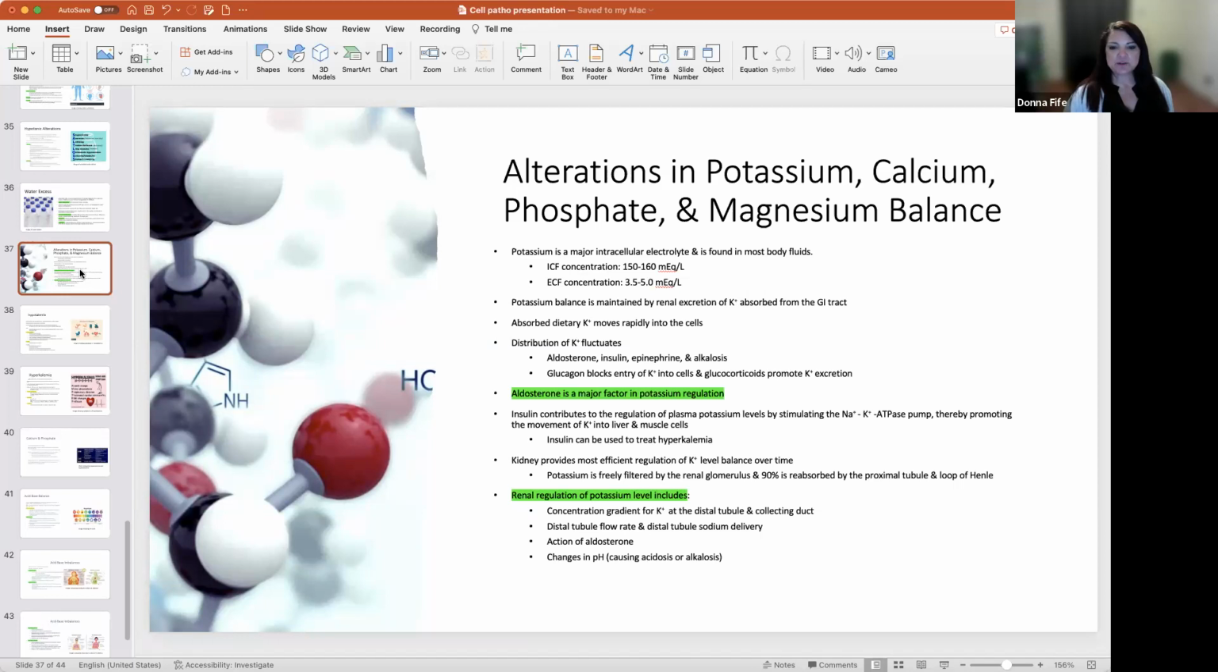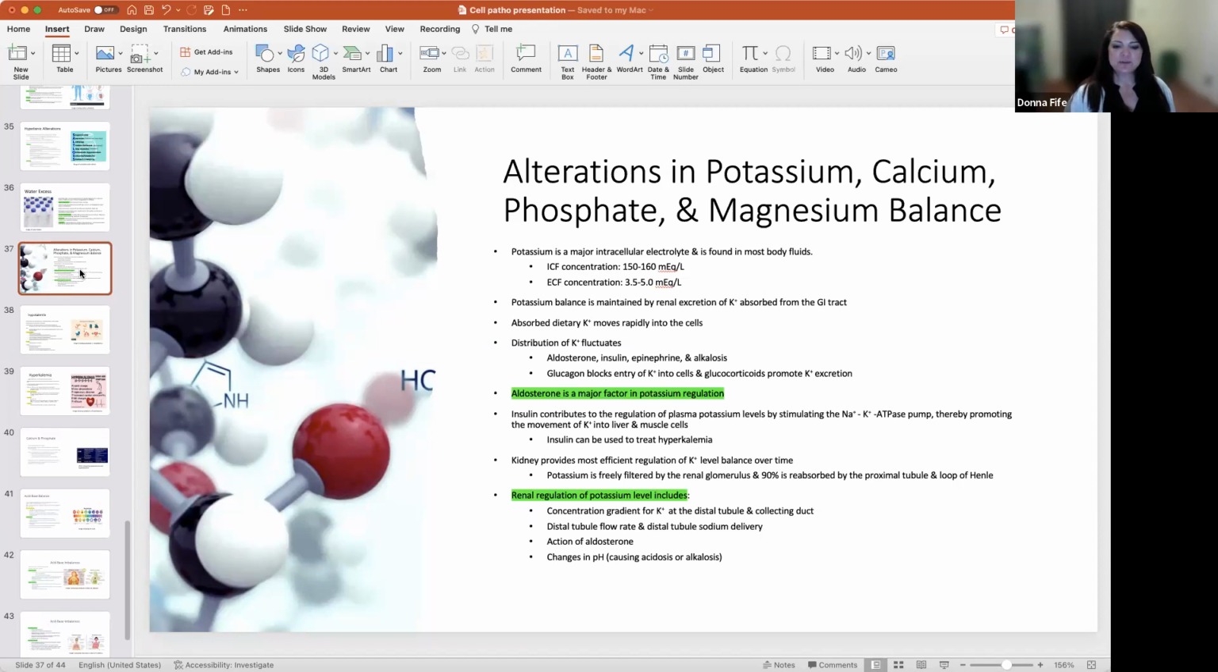Aldosterone is a major factor in potassium regulation. Insulin contributes to the regulation of plasma potassium levels by stimulating the sodium-potassium ATPase pump, thereby promoting the movement of potassium into liver and muscle cells. So insulin can be used to treat hyperkalemia. Kidney provides most efficient regulation of potassium balance over time. Potassium is freely filtered by the renal glomerulus and 90% is reabsorbed by the proximal tubule and the loop of Henle.